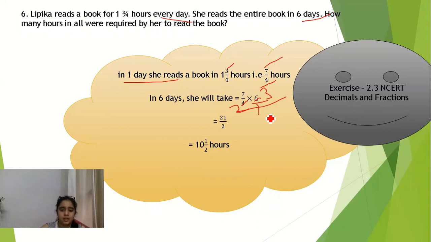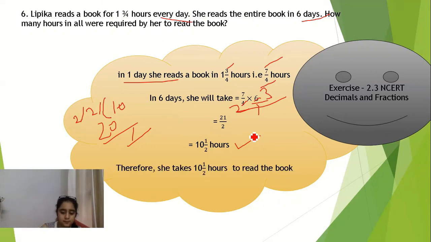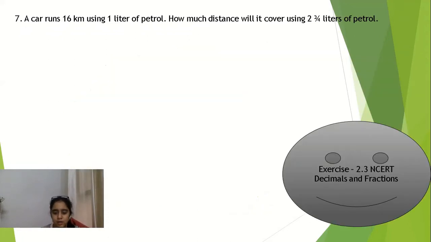We can convert this number into a mixed fraction, that is we have to divide 21 by 2. 2 tens are 20 and 1 is remaining left. So our answer would be 10 1 upon 2 hours. It means she took 10 1 upon 2 hours in order to read the whole book in 6 days.